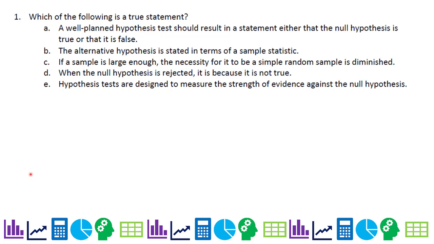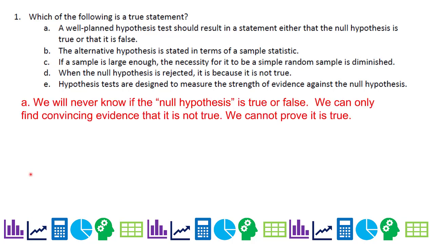Statement A: a well-planned hypothesis test should result in a statement that either the null hypothesis is true or it is false. We never know if anything is true or false for sure in stats. We can only find convincing evidence to change our mind. We have to stick with the assumed null unless we have evidence to say, maybe the alternate's the way to go.